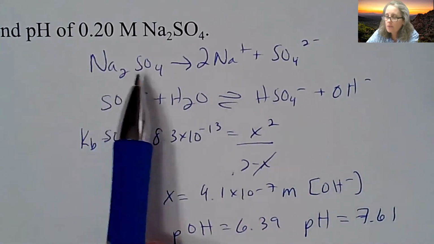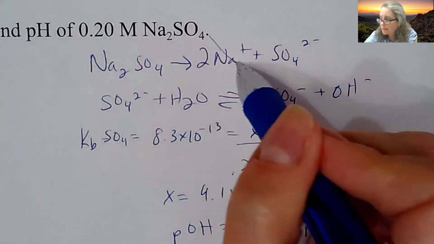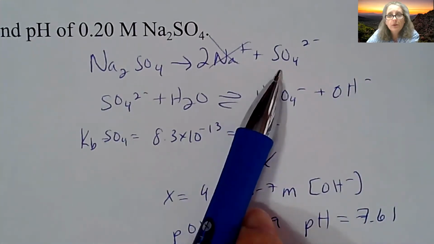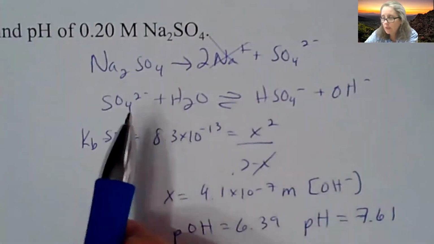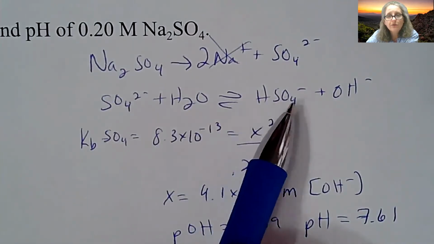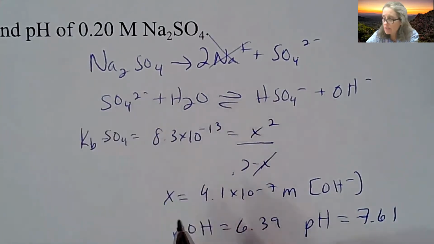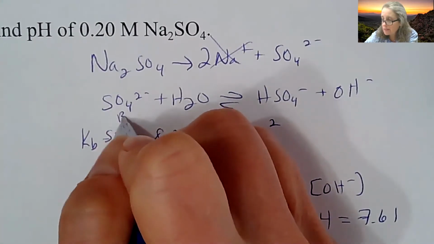So sodium sulfate breaks up into sodium ions and sulfate ions. Sodium, again, is not a player here. SO4 is what you look at. SO4 has to take on an H when it's reacting with water to make HSO4 minus and OH minus. Since it's taking on an H, this is acting like a base, okay?